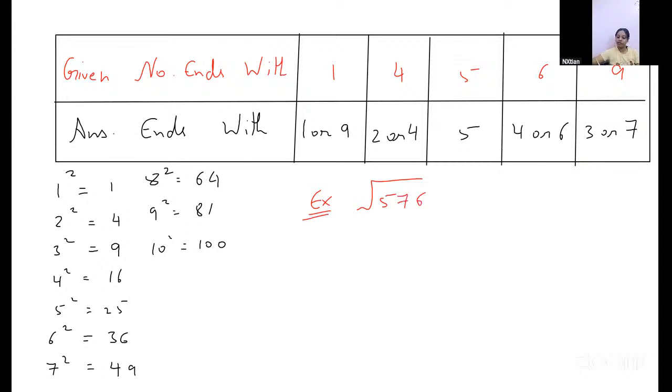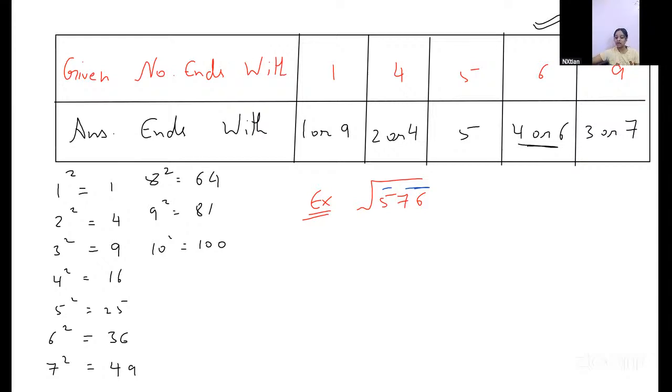576. Okay. Step 1, make pairs. 76 and 5. That's the first thing you got to do. Second step. Now, like I said, from the first pair, that is 76, check the unit digit. What is it? 6. Unit digit is 6. Now, for the unit digit 6, the answer can either be 4 or 6.